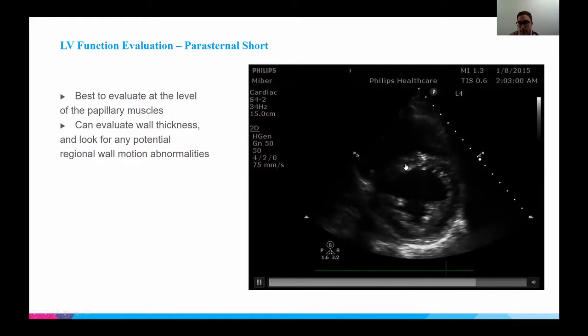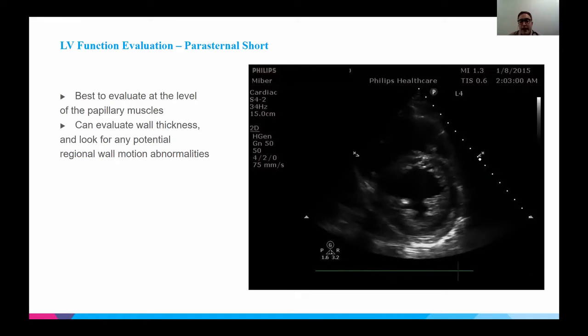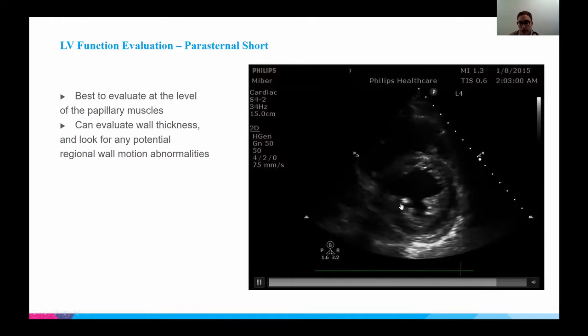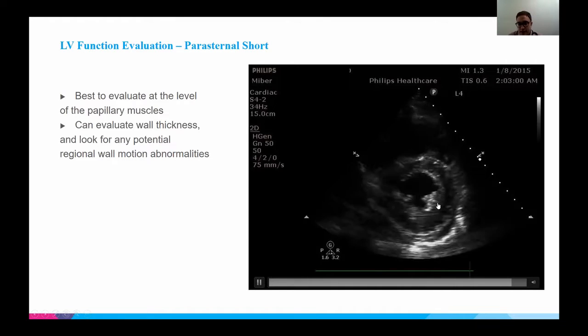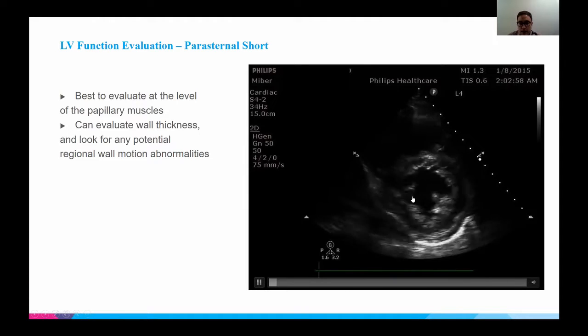And then when you're assessing LV function using this view, it's best to evaluate at the level of the papillary muscles. So that's what you really want to be able to see, your boxing gloves coming in at usually 5 and 7 o'clock. It could be 3 and 9 o'clock, but you want to see these boxing gloves because that's sort of the mid ventricle. It gives us our best indicator for analysis.